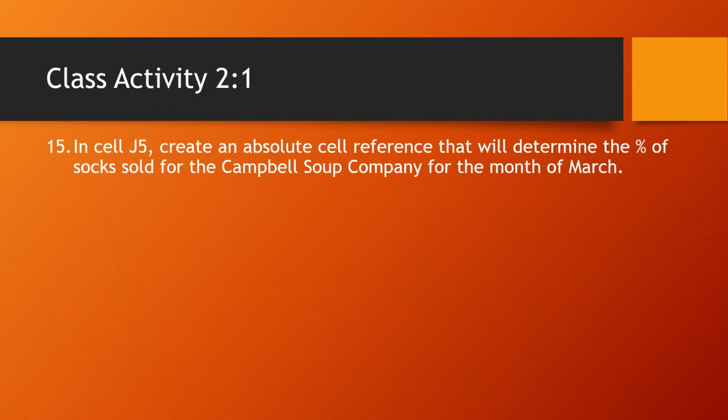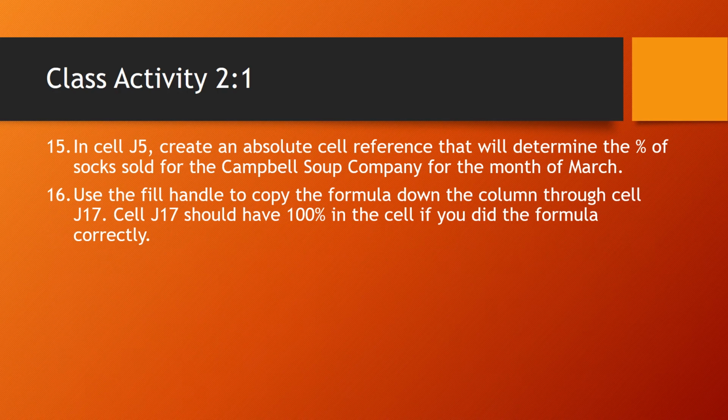In cell J5, create an absolute cell reference that will determine the percentage of sales or stock sold for the Campbell Soup Company for the month of March. Use the fill handle to copy the formula down the column through cell J17. Cell J17 should have 100% in the cell if you did the formula correctly.